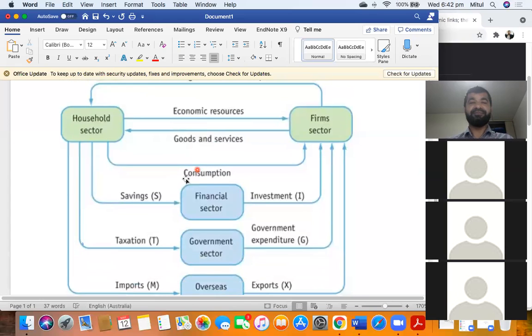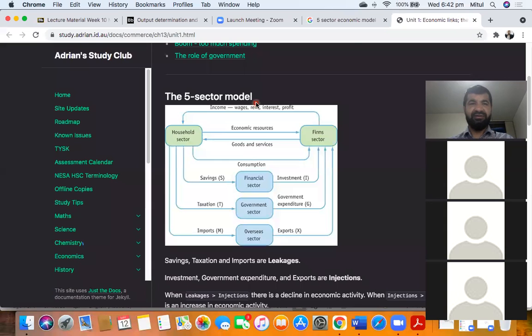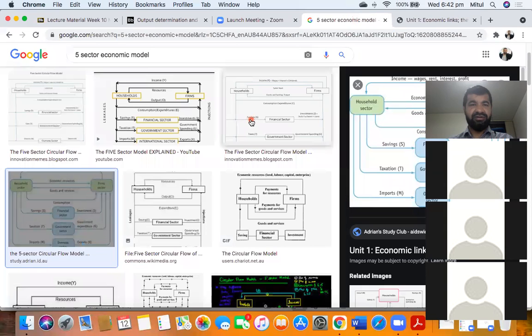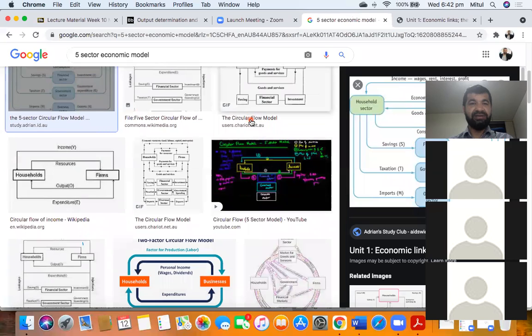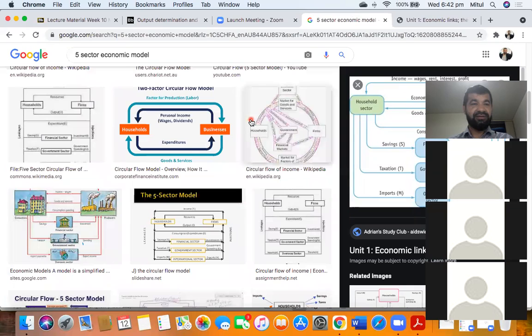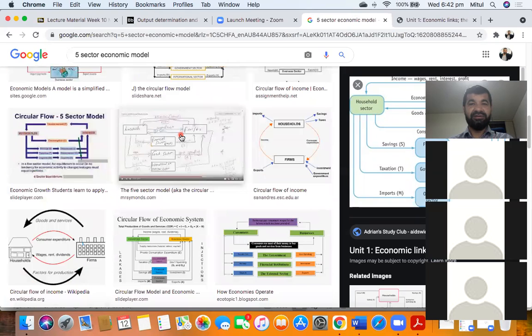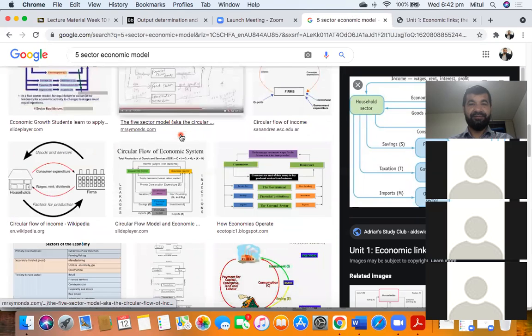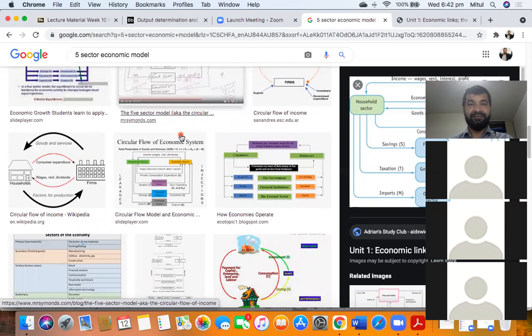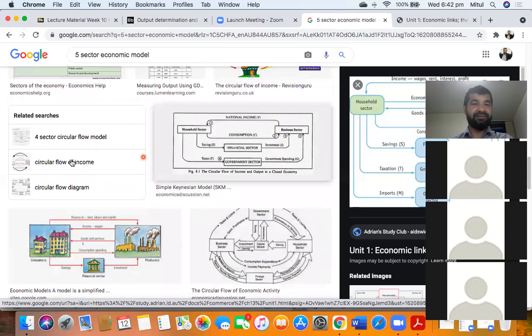Now, it did not show very well, to be honest. Let me see if I can find a better one. They should show exactly how the money is flowing out. Circular flow, this is okay, but it's still not the way I would like to see it. All of them show just this way, but I would prefer something better. Circular flow of income, yes.